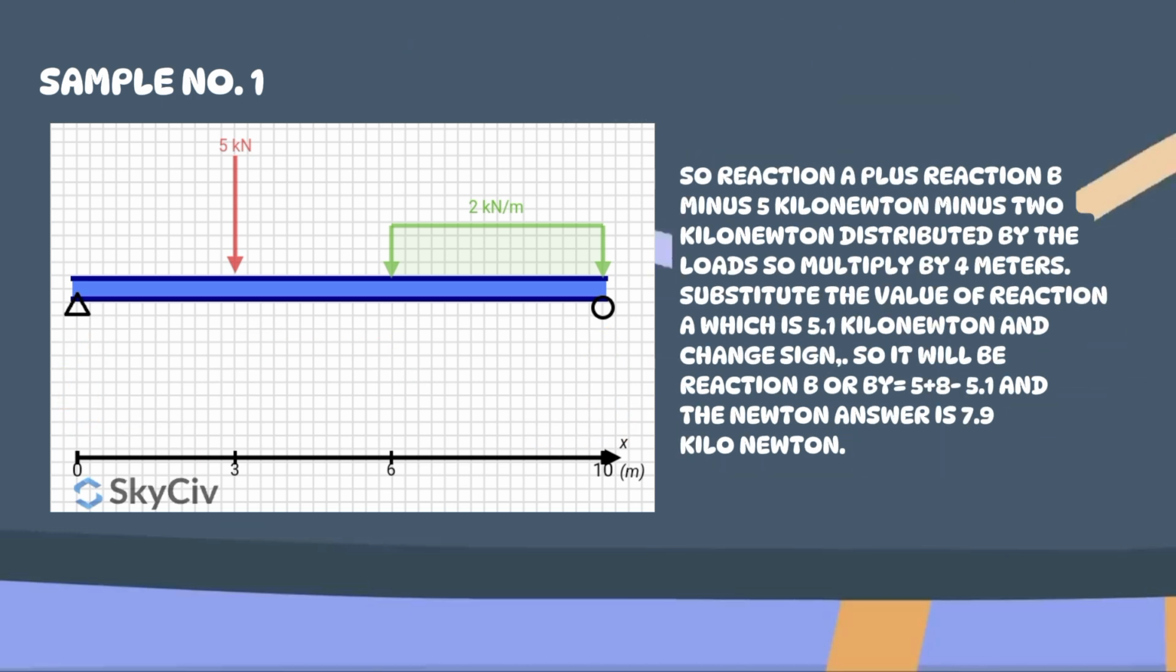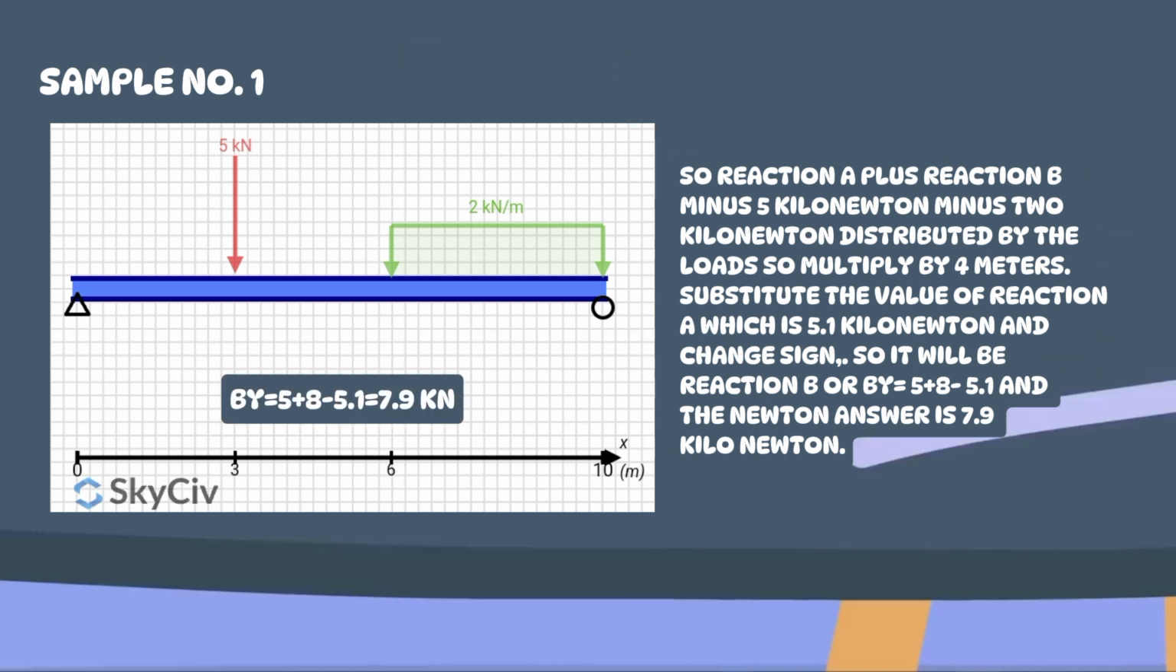So reaction A plus reaction B minus 5 kN minus 2 kN distributed load, so multiply by 4 meters. Substitute the value of reaction A, which is 5.1 kN, and change sign. So reaction B, or BY, is equal to 5 plus 8 minus 5.1, which is the value of reaction A, and the answer will be 7.9 kN.